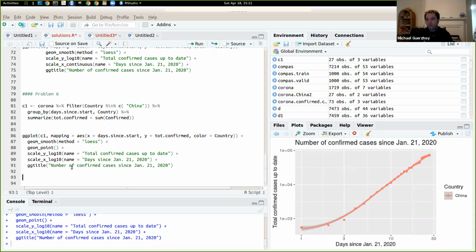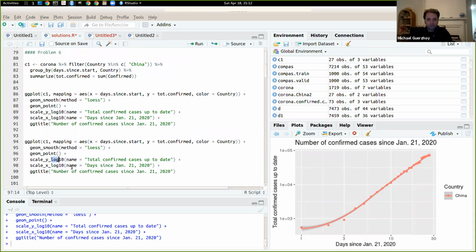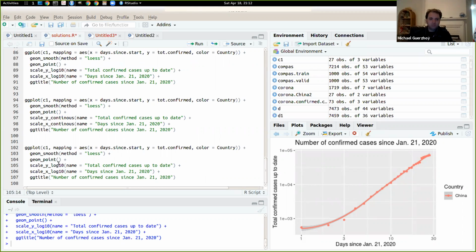We can actually check. This is more than was required. For the solutions, I'll write this up, but you should first display just this, and you should probably also try to display the y just on a log scale, but the x not being on a log scale. So that's the other possibility.